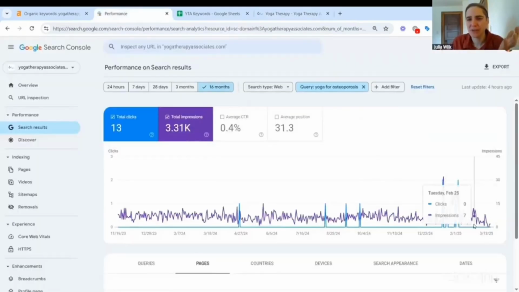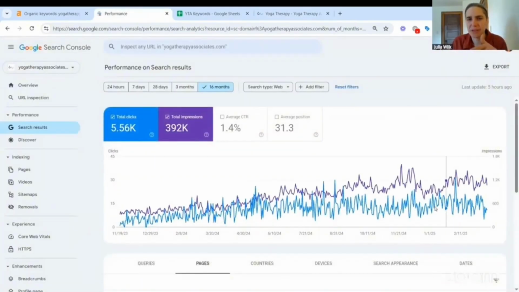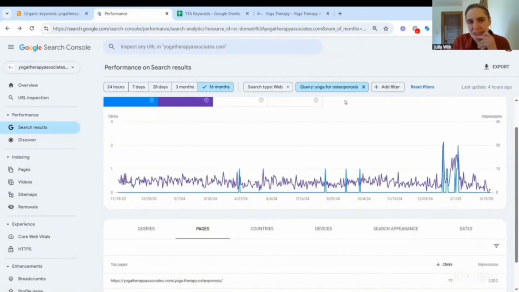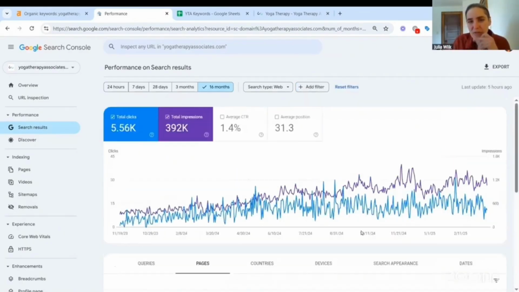Overall, your traffic is going up, and you have some spikes there. You do have some spikes around the time that you published the article. I don't know if those are significant enough. With two clicks, it's probably not a good enough sample size. But overall, I'm seeing a nice trend.